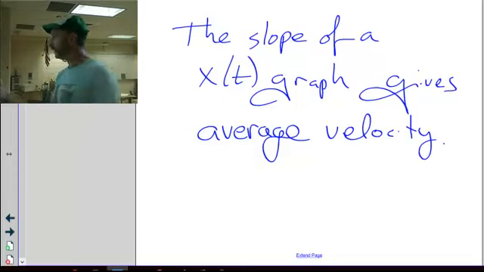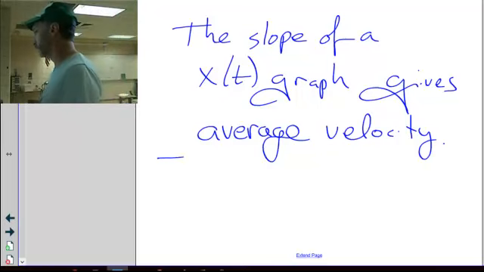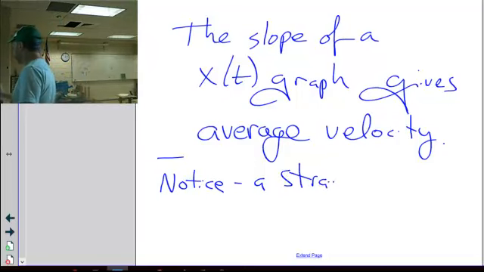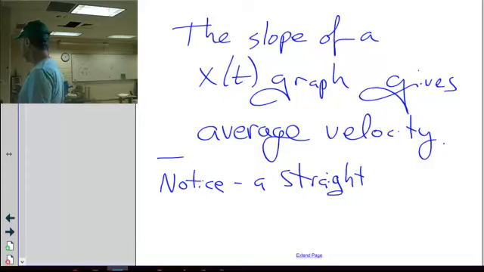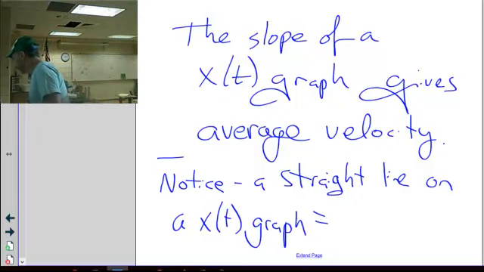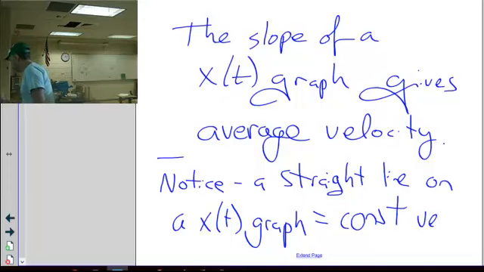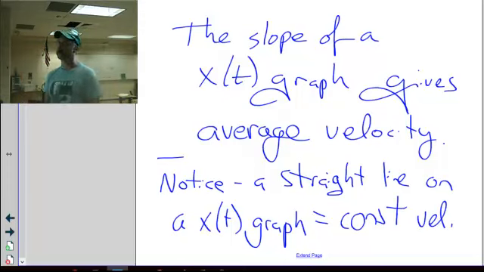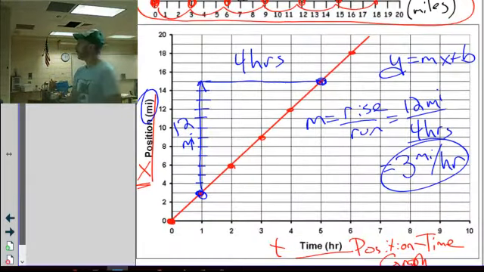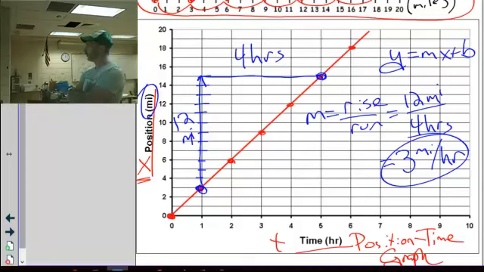Okay, but here, since my line was straight, a straight line on a position time graph means constant velocity. And when I say straight, I simply mean not curved. In other words, this red line here is, in fact, a straight line, right? Okay, so, cool. So that feels important. We just found out a thing.